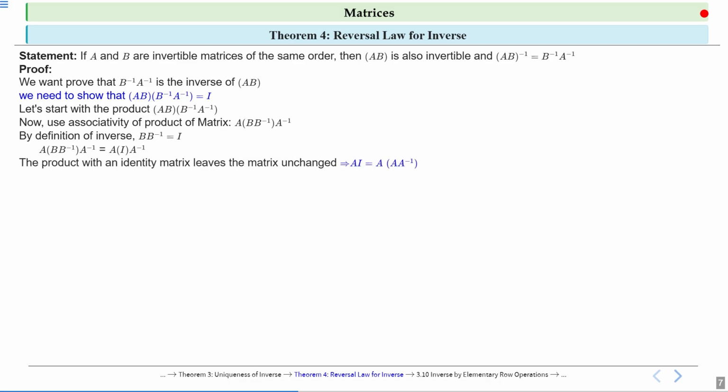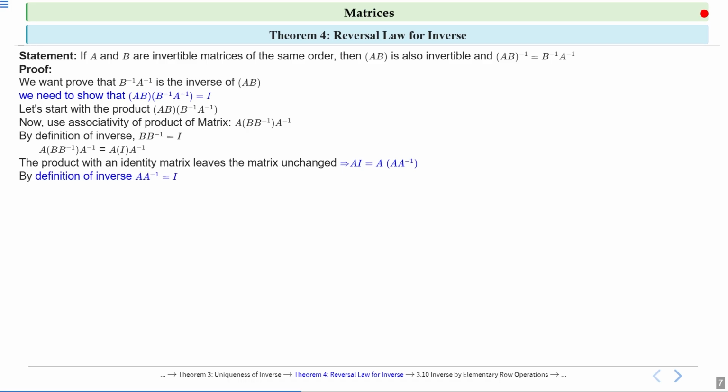So A into (B B inverse) into A inverse. By definition of inverse, B B inverse is equal to I. So A into I into A inverse. Now the product with an identity matrix leaves the matrix unchanged, so we can write AI is equal to A, giving A into A inverse.